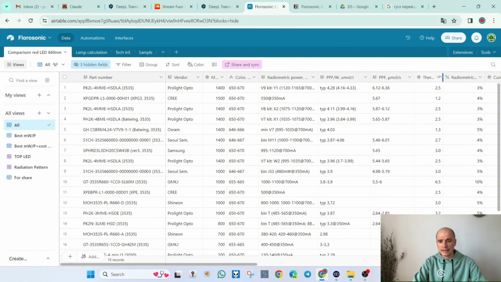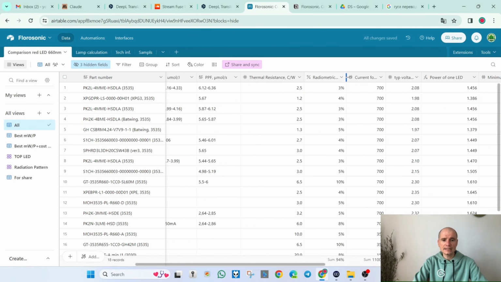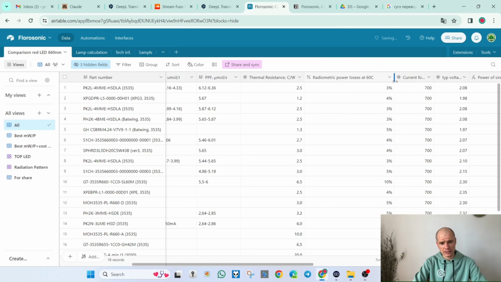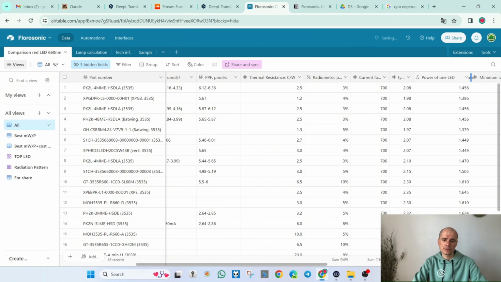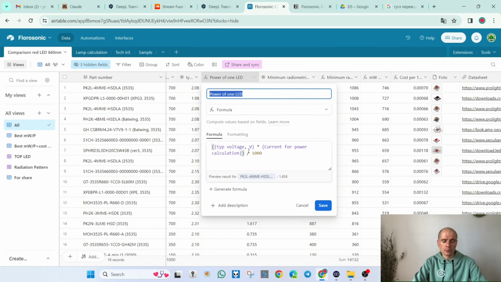The next field is the thermal resistance between the case and the junction zone. It is the radiometric power losses at 60 degrees. It is the current, which I use to calculate the power of one LED. It is the typical voltage. And next it is the power of one LED. I calculated this value using the formula: I multiply the typical voltage by the current for one LED.